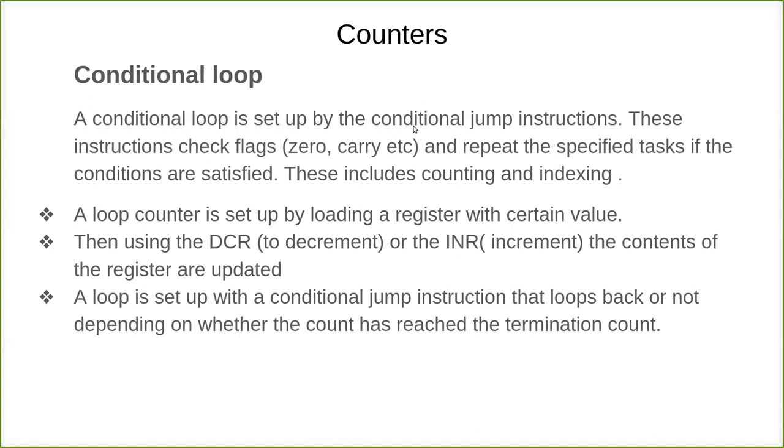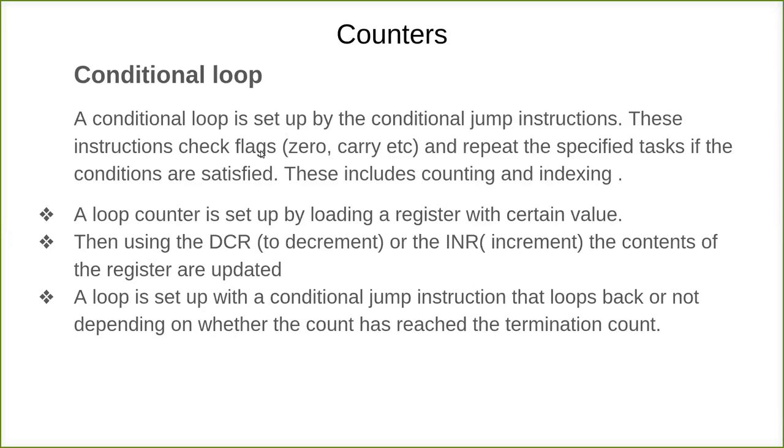Conditional loop. A conditional loop is set up by the conditional jump instructions. In other languages, what we have seen is you can use a for loop, do loop, or while loop, and there we set the conditions. When the loop has to come out, we decide. So in order to do that, initialize the counter, then make the counter either increment or decrement in order to reach the condition. Then finally it loops. Some statements will be inside the loop.